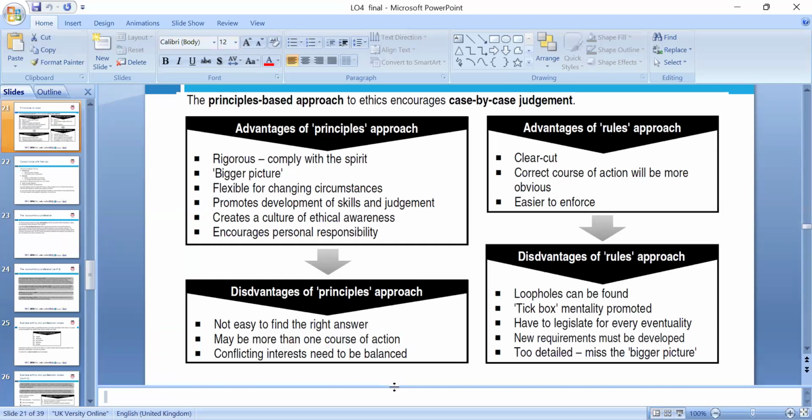When we look at the rule-based approach, the rule is clear cut, you've been given the guidance in the rules, and it is easy to enforce. But loopholes can be found, and a tick-box mentality can be developed. We're not looking beyond stakeholders, shareholders, metrics and all.